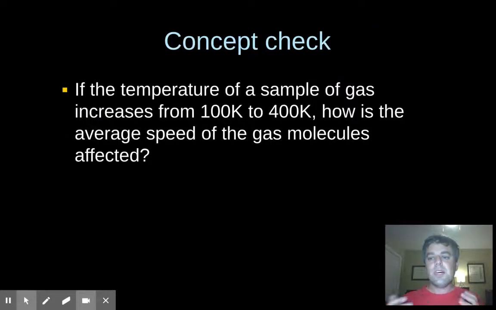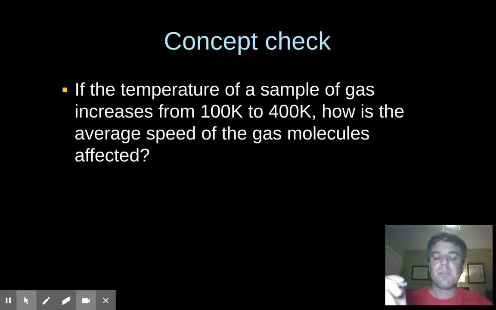So let's check your concepts here. If the temperature of a sample of gas increases from 100 kelvins to 400 kelvins, how is the average speed of the molecules affected? So the temperature has gone up by a factor of 4. Well, if the temperature goes up by a factor of 4, the average kinetic energy has gone up by a factor of 4. So the average speed has gone up by a factor of 2.